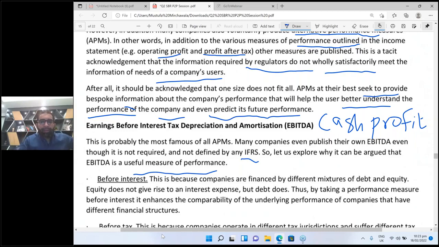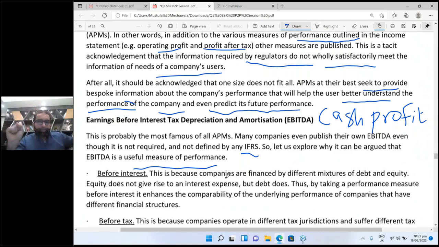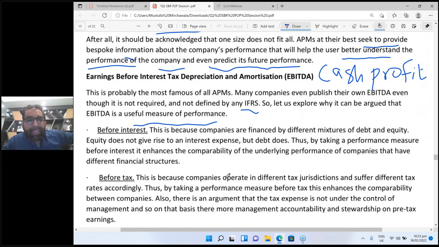Now, first of all, the name of this performance indicator. Students, please don't sleep, just a few minutes with me. Earnings before, the first word is interest, before interest. Why before interest? Because for companies, open your eyes, there are two major sources of finance. One is equity and the other one is debt. Now just think, there are two companies. One company is financed totally by equity and the other company is financed totally by debt.